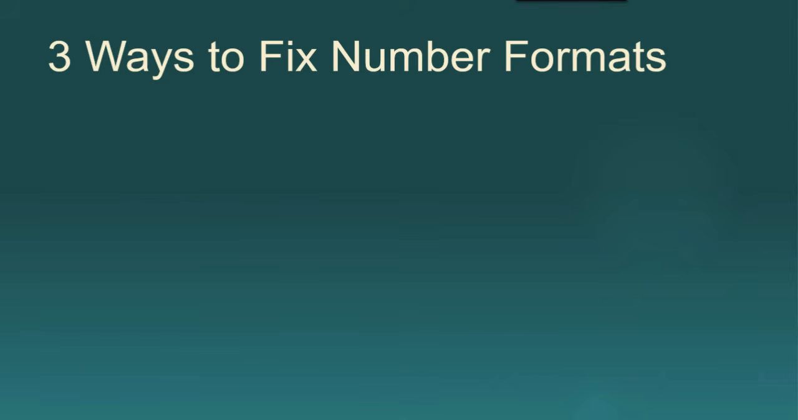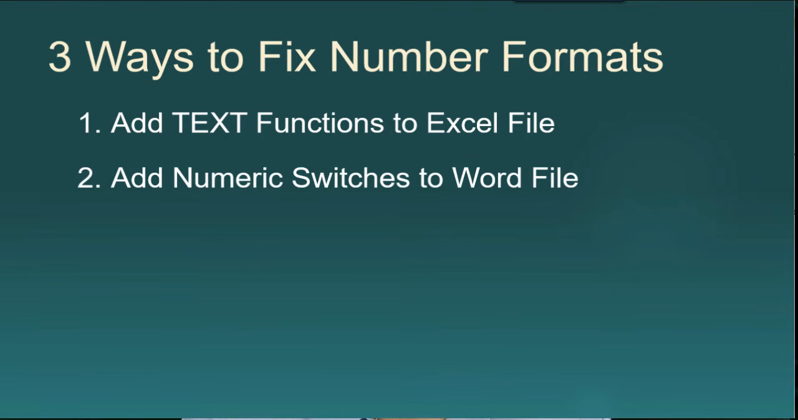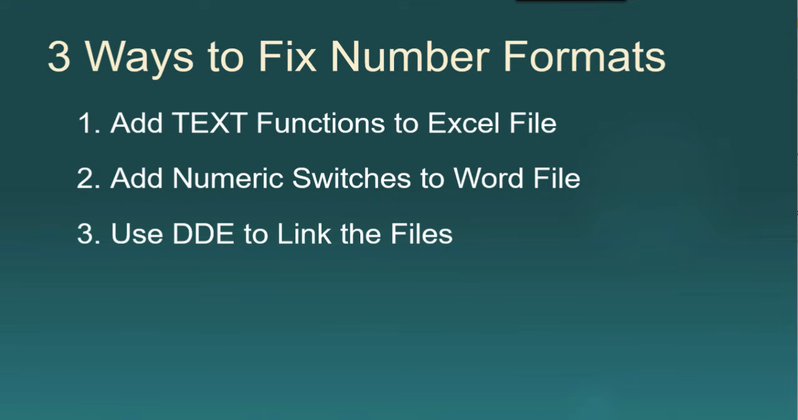So just to review, if you want to format numbers in Mailmerge correctly, you have 3 choices. You can modify the Excel file with text functions. You can modify the Word file with merge field numeric switches. Or if you're using an older version of Word and Excel, you can link the 2 files via DDE. At least one of those 3 ways should solve your problem. And let's hope at some point in the future Microsoft will fix the problem and we won't have to remember any of this.